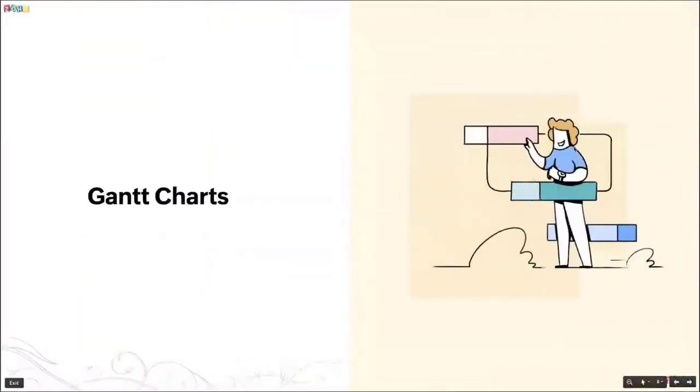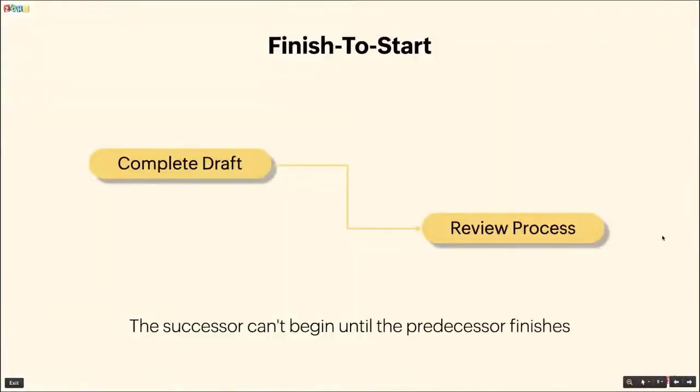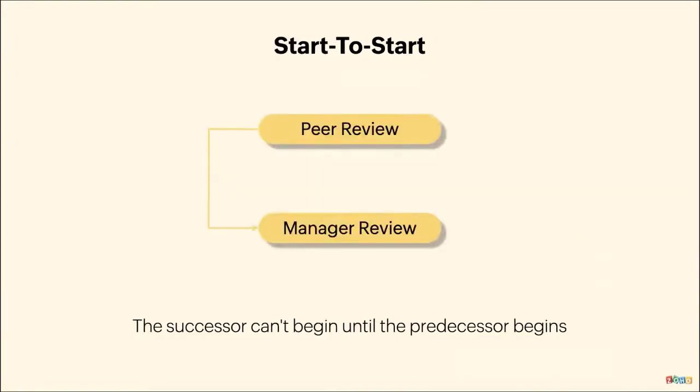Now there are 4 different types of dependencies that we follow. The finish to start dependency: the dependent tasks cannot begin until the parent task is complete. For instance, in a journal publishing process, the self-review of a journal cannot begin until the draft is completed by the writer. Start to start dependency: the dependent task cannot begin until the parent task has started. For instance, as the peer review of the journal starts, the manager review can also be initiated.